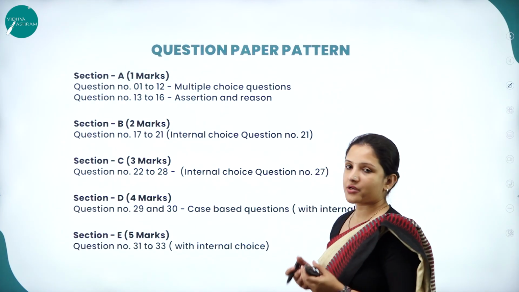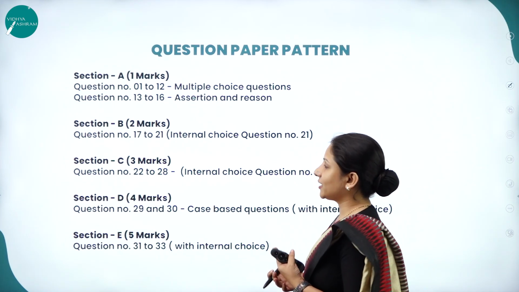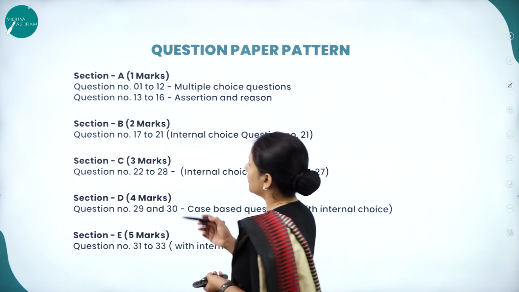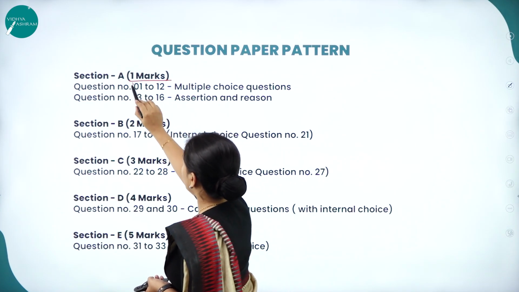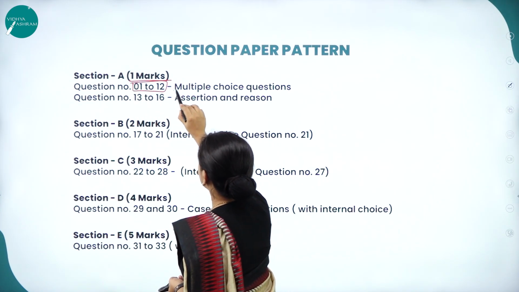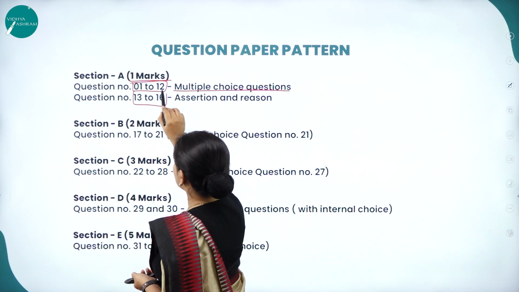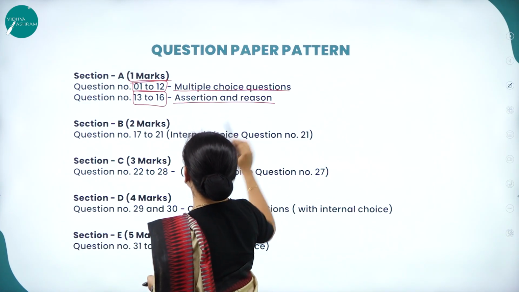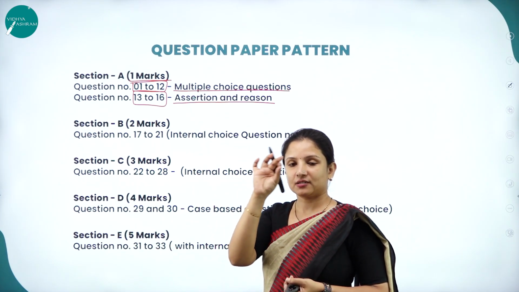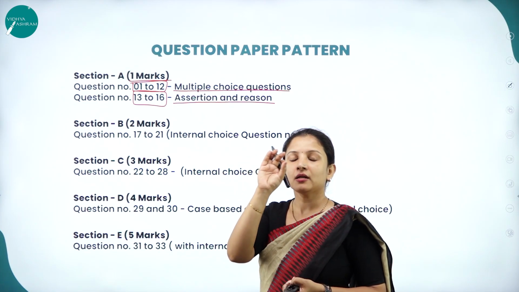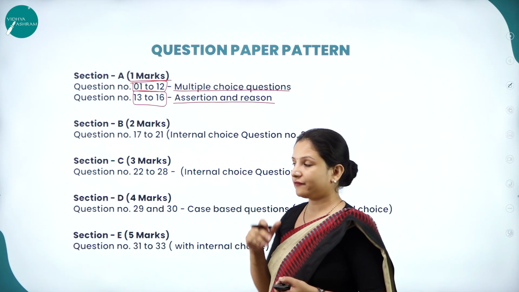Next, talking about the question paper pattern. As I told you, 5 sections will be there: section A, B, C, D and E. Section A is completely for 1 mark, wherein question number 1 to question number 12 will be multiple choice questions. And from question number 13 to 16, they are assertion and reason questions, wherein an assertion and a reason will be given, and out of the 4 options you have to choose.